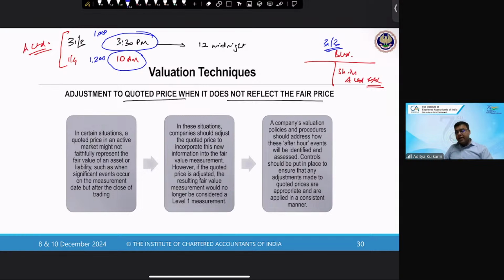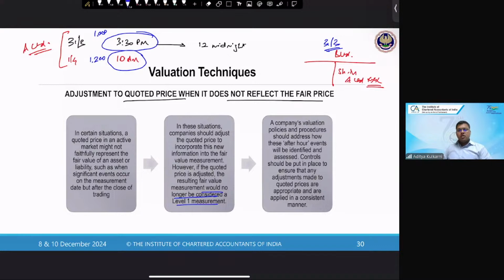So are you doing an adjustment to the value of 31st of March? Yes, sir. Yes, you are doing an adjustment. Adjustment means you are taking the valuation on 1st April. So basically you are adjusting it up by 200. So will it be a level 1 measurement now? Answer is no. It would no longer be considered a level 1 measurement.